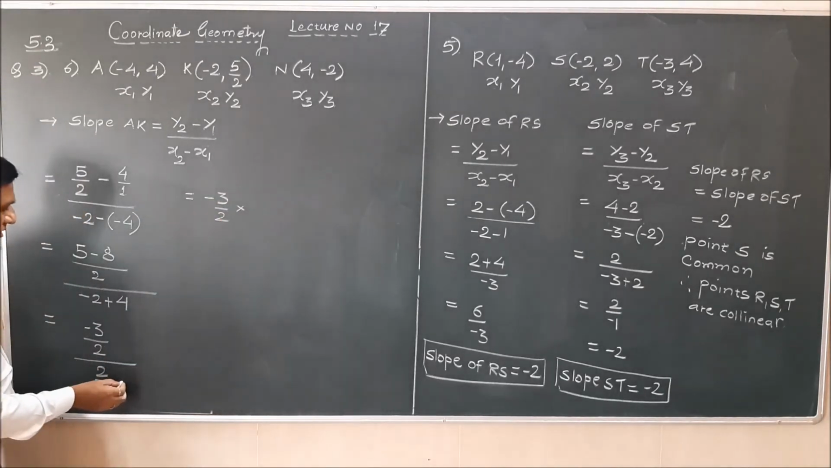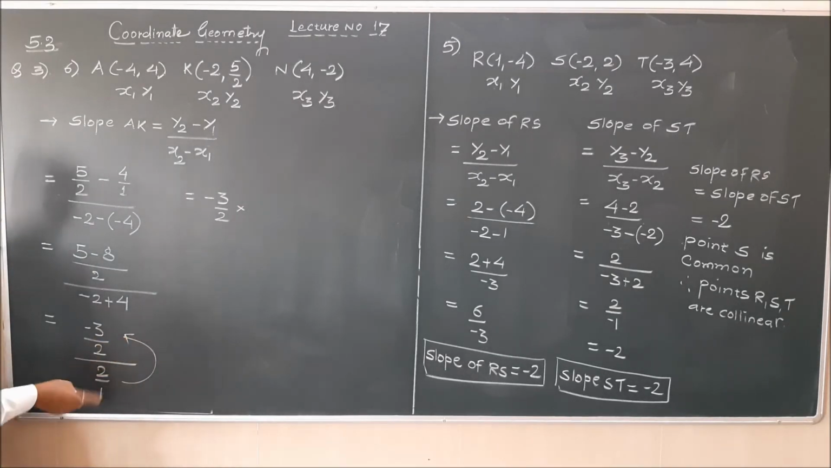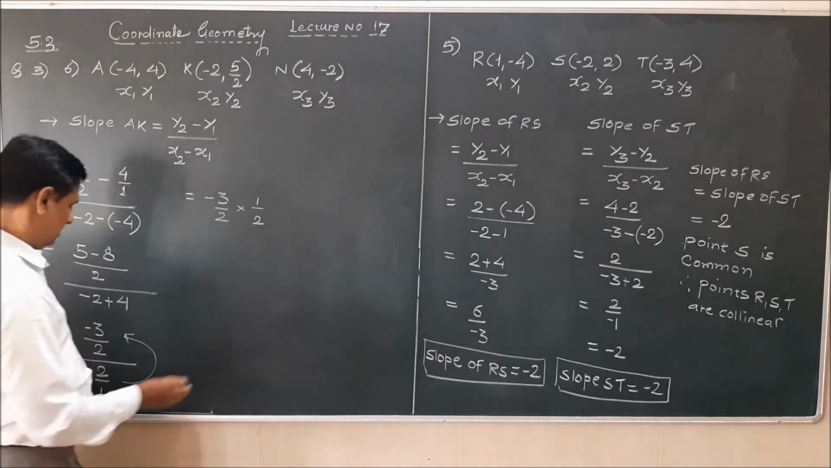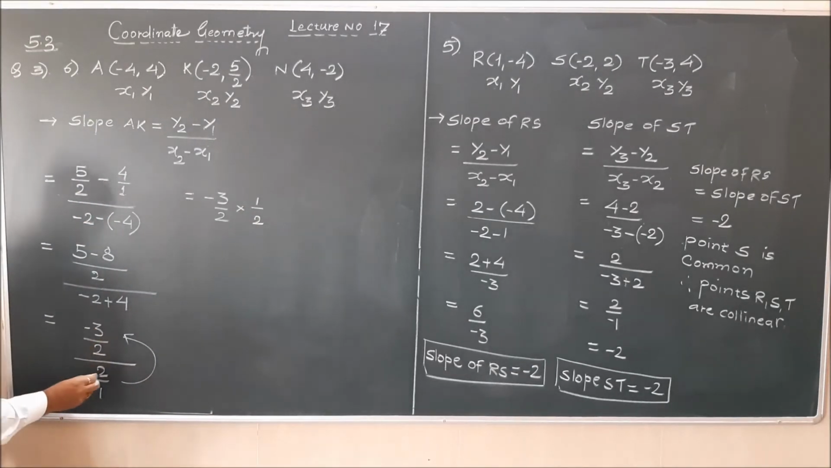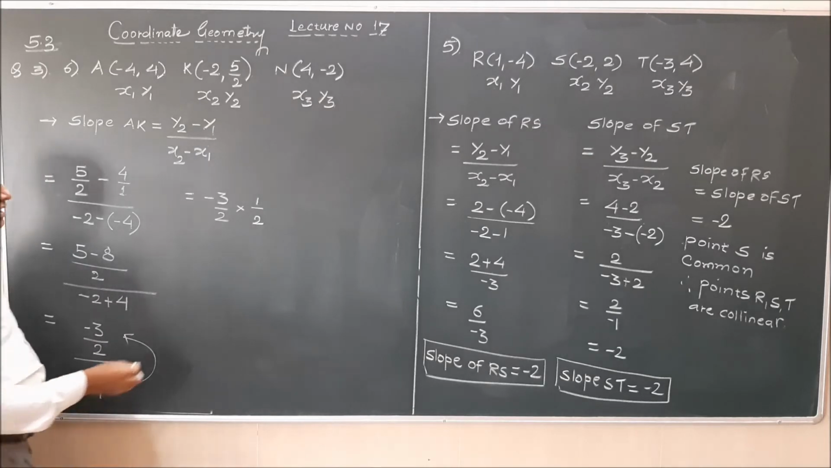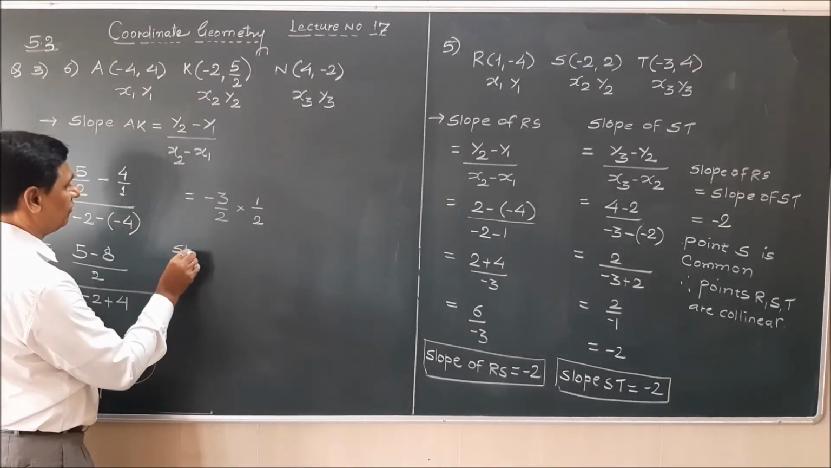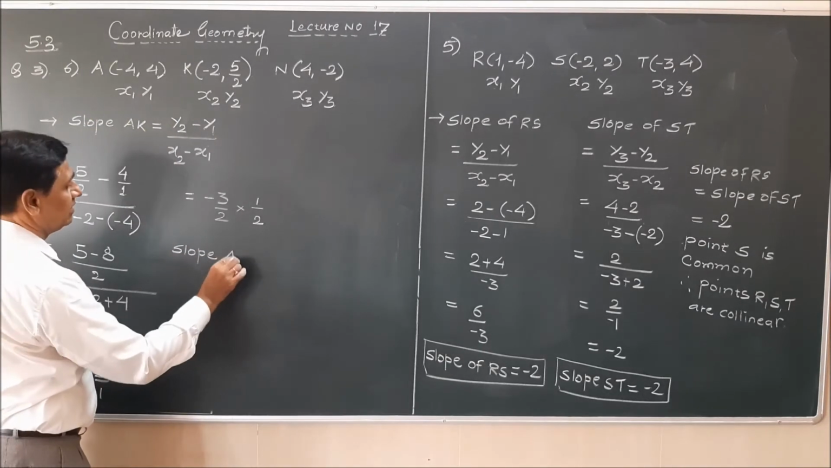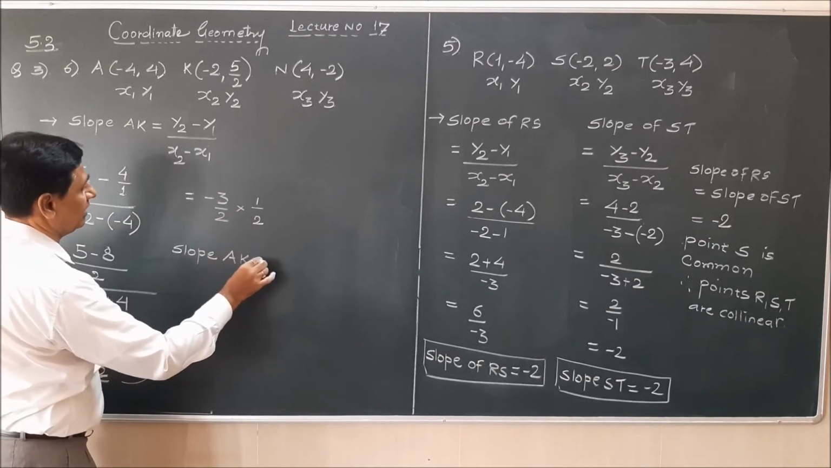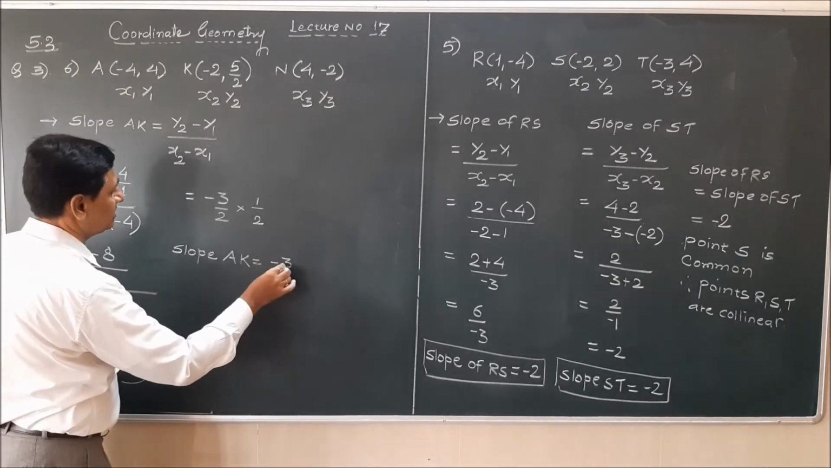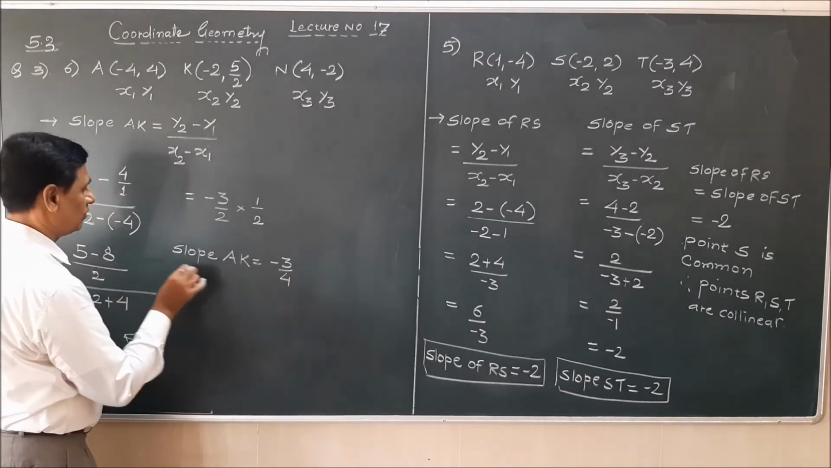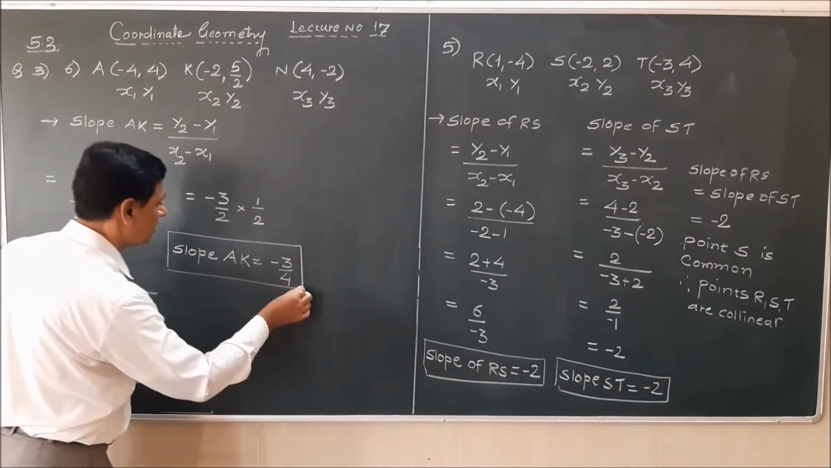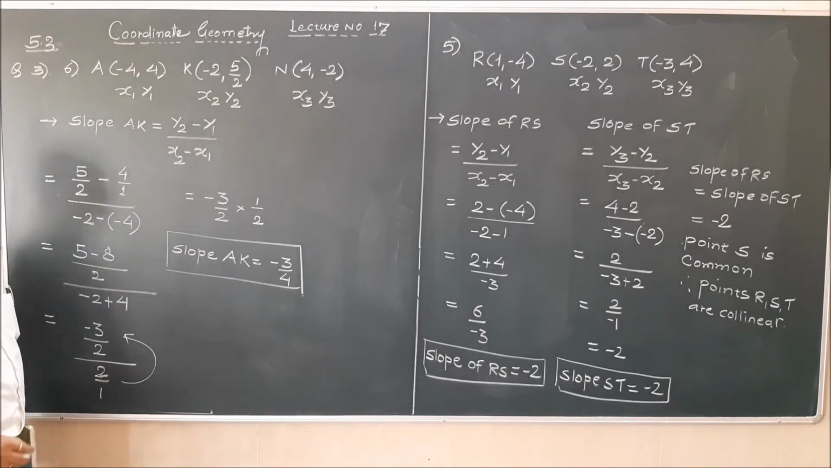I'll take the reciprocal properties. So 2 upon 1 becomes 1 upon 2. So that will give us slope of AK. Slope of AK is equal to minus 3 upon 4. Clear? So we got the slope of AK.